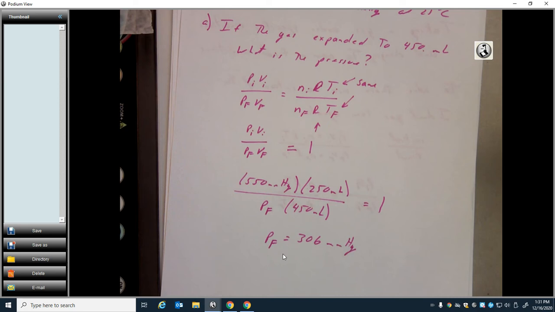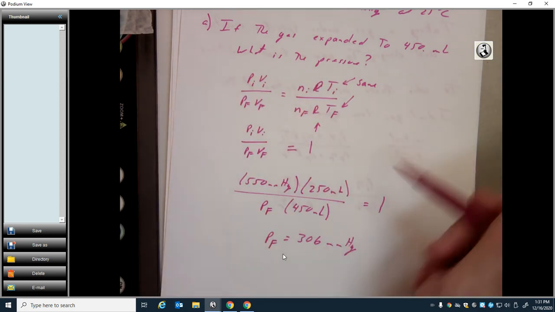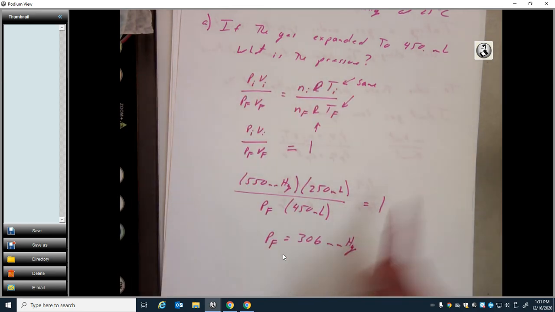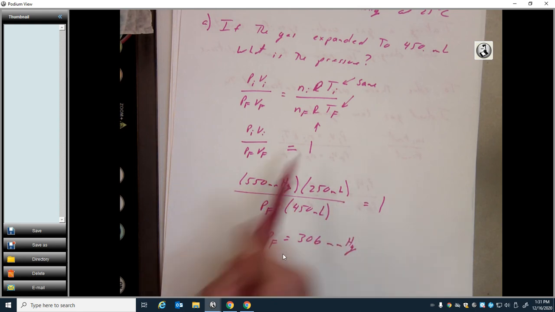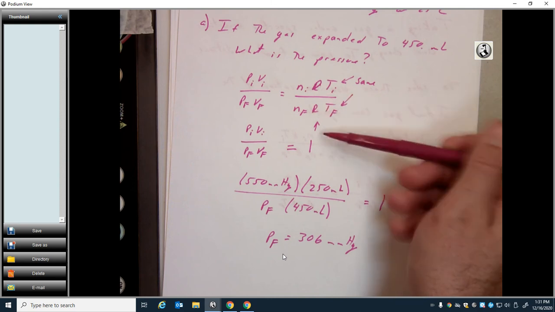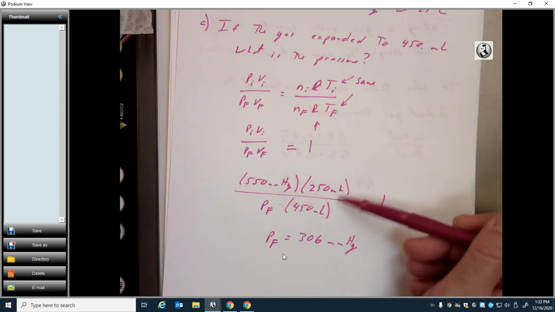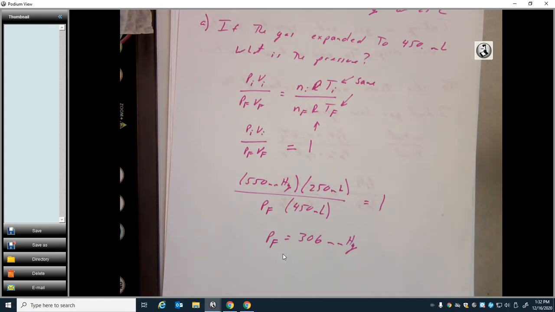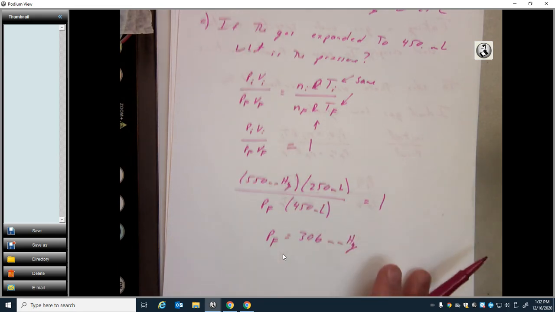Now, a couple things that I didn't do that I want to quickly talk about. First of all, I didn't convert to liters, and I didn't need to. I could have, but it didn't matter, because I didn't need the universal gas constant in the calculations, and the units just cancel out anyway.